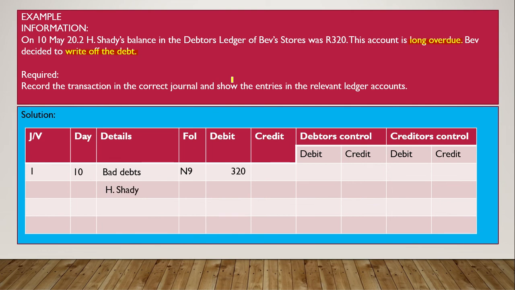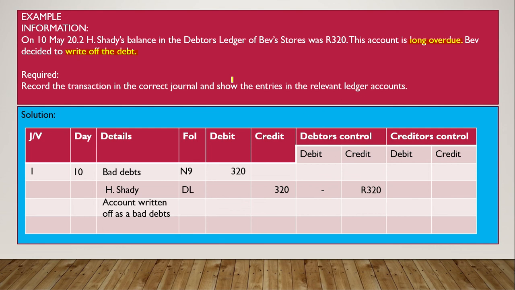All right. At the same time, the account that will be affected will be H Shady, and since H Shady is a debtor, it will also affect debtors control. The amount that H Shady owes us will decrease by 320. When we reduce H Shady's account by 320, it simply means that he actually owes us nothing. Hence it will be recorded in the debtors ledger, and it will also decrease our debtors control account. I wrote the account written off as bad debts. It will also decrease our debtors control account by 320 rand, guys.